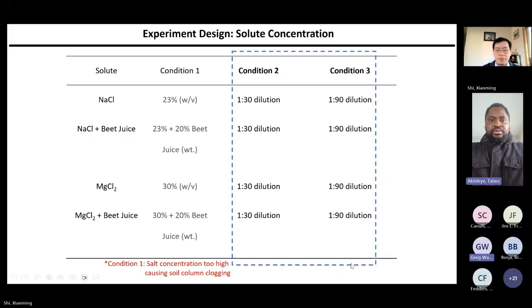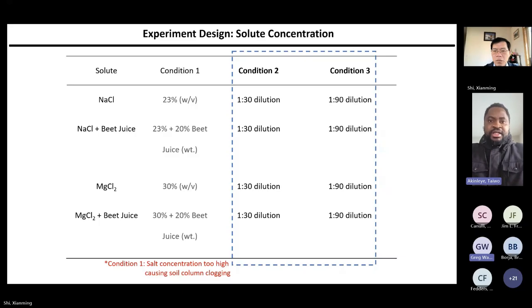And also, to do this experiment, we try to mimic what we think will be the ideal concentration in the field. And so we try to start from the basic concentration that we got from our literature review, which is 23% for sodium chloride and 30% for magnesium chloride. But then after several trials in the lab, we saw that these concentrations are very high, and it's going to be very difficult in the experiment.